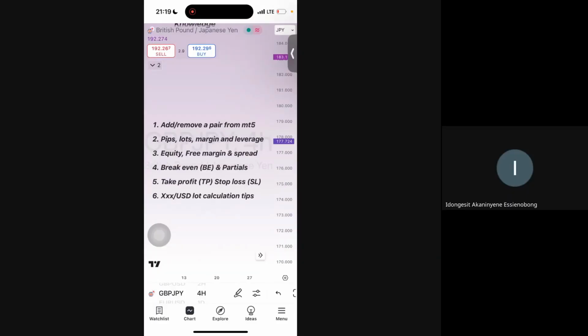Take profit, stop loss. These are just abbreviations. You may not see us writing take profit or stop loss, we write TP or SL. Break even is BE, and partials, of course you know partials. So break even is simply putting your stop loss at your entry.